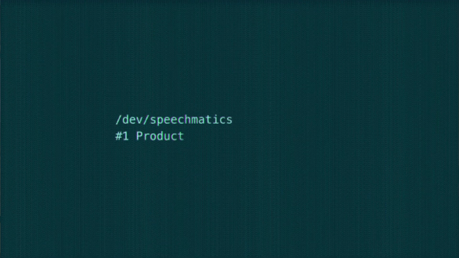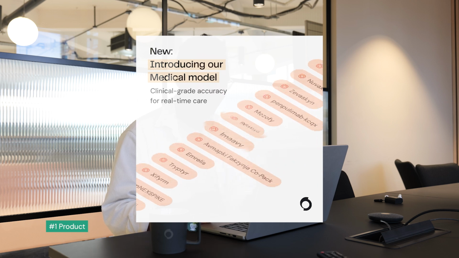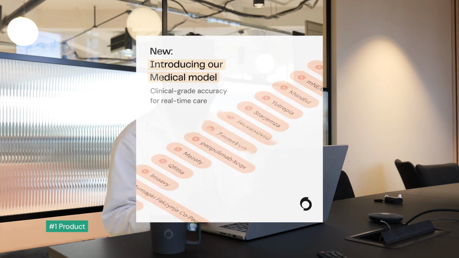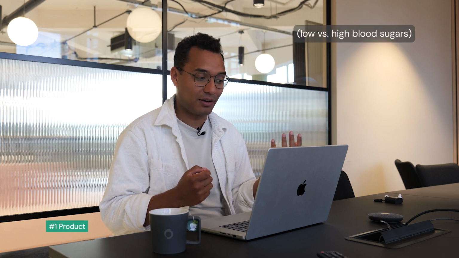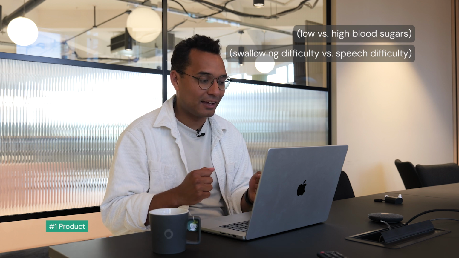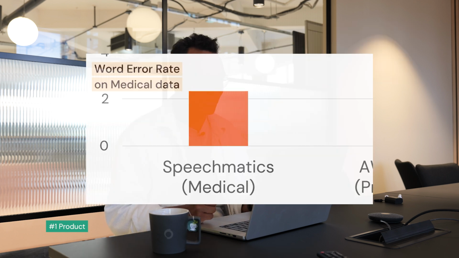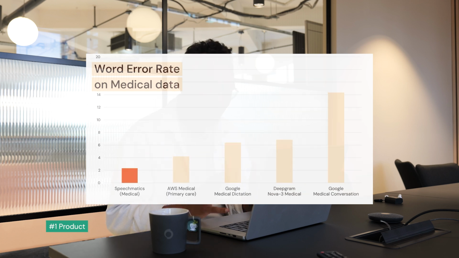So, starting with product, Speechmatics has just released a brand new medical model. This is a model specifically designed for medical context, where, as you can imagine, transcribing things accurately is very, very important. So being able to differentiate between terms like hyper and hypoglycemia, dysphagia and dysphasia, and ileum and ileum. All this is very important and is done through some clever use of custom dictionaries, a bit of context awareness, and you can read all about that in the link in the description if you are interested.